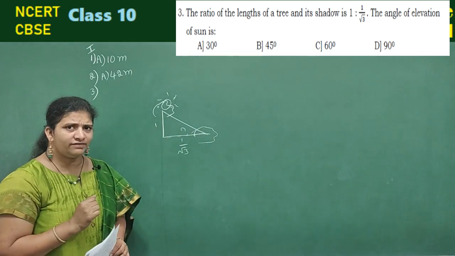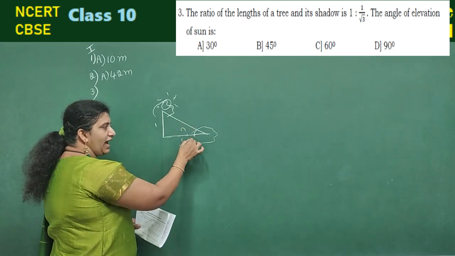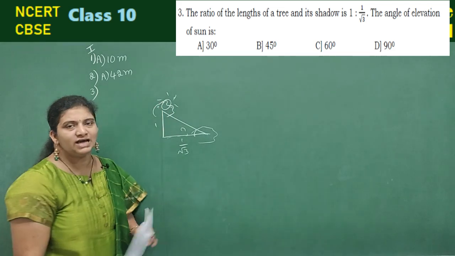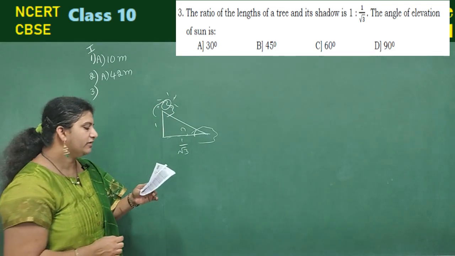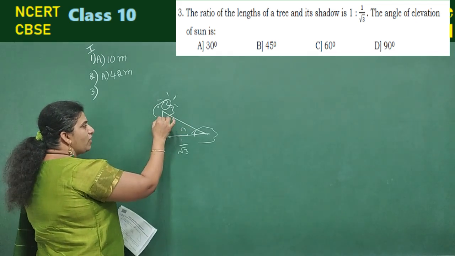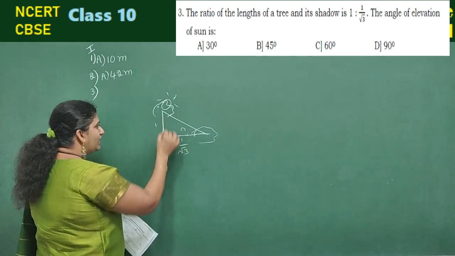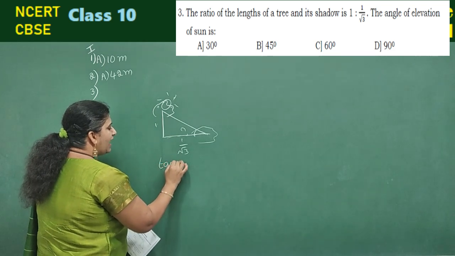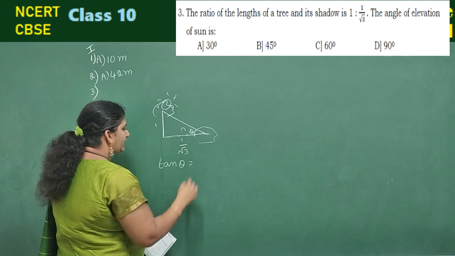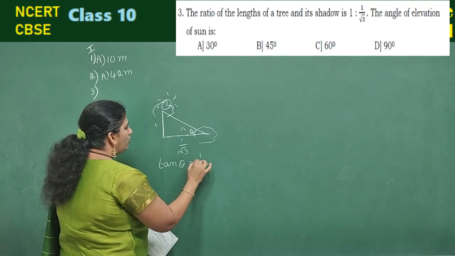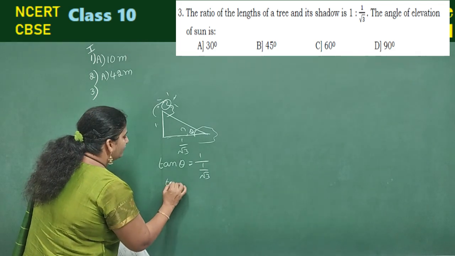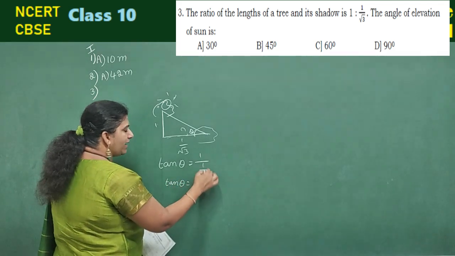What is the angle of elevation? Line of sight and horizontal line. The angle so formed is called the angle of elevation. How can we find this? This is which ratio? Opposite, adjacent. Again I take it as tan theta. I don't know the angle, let me take it as theta. Tan theta is equal to opposite by adjacent. Tan theta is equal to 1 by root 3.